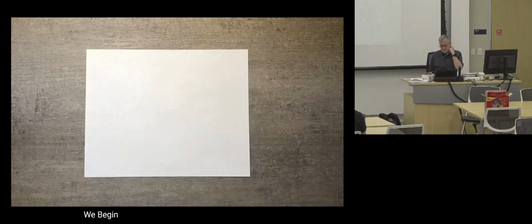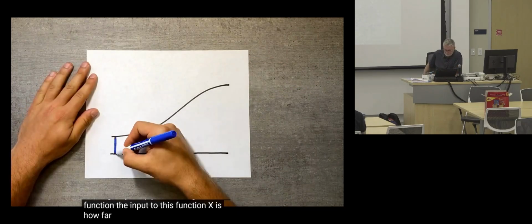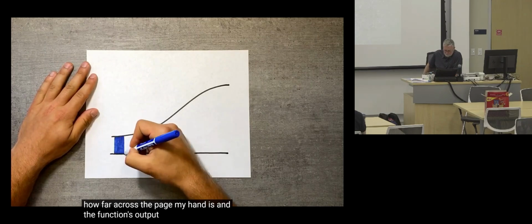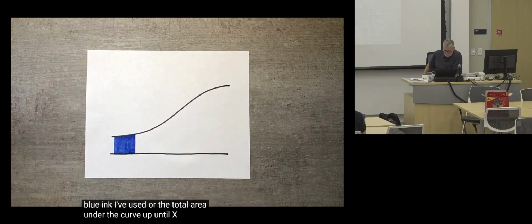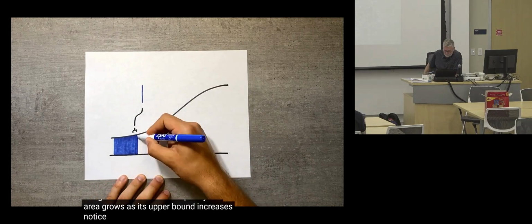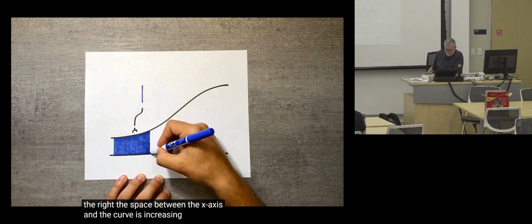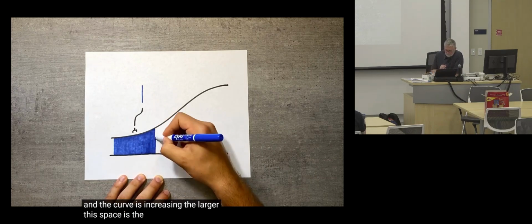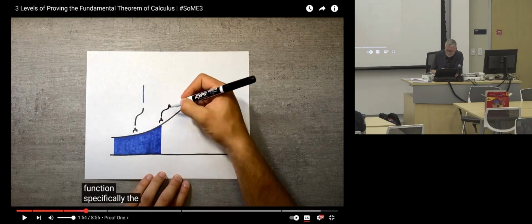So, level 1. We begin by simply visualizing the area function. The input to this function, x, is how far across the page my hand is, and the function's output is the amount of blue ink I've used, or the total area under the curve up until x. Our goal is to find out how quickly the area grows as its upper bound increases. Notice that as I move my hand further to the right, the space between the x-axis and the curve is increasing. The larger this space is, the more ink it takes to keep up with the growth of the area function.